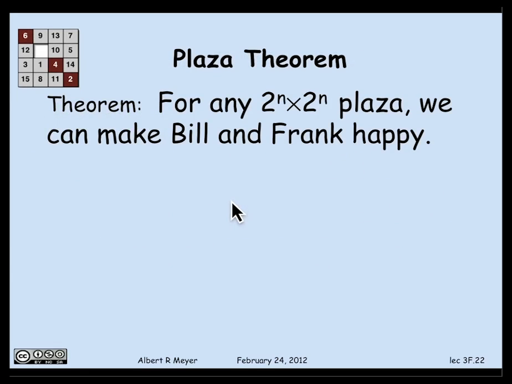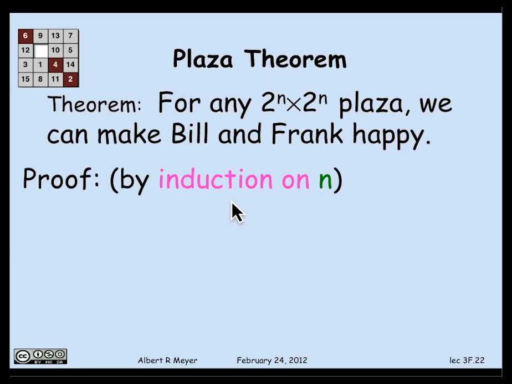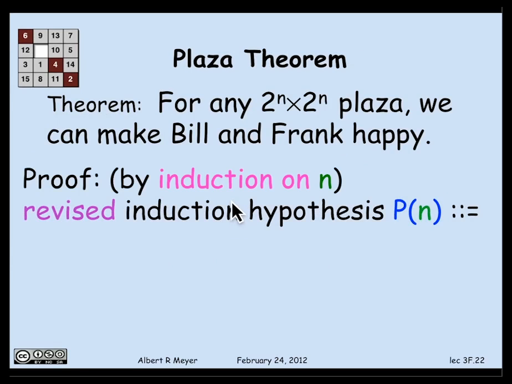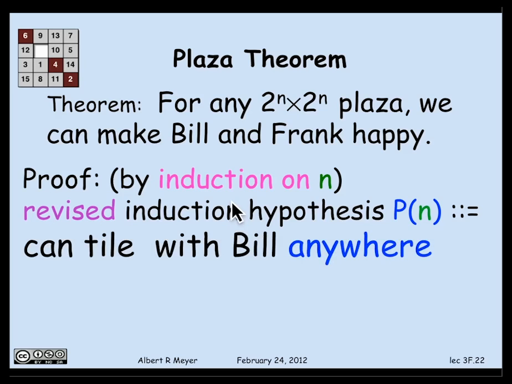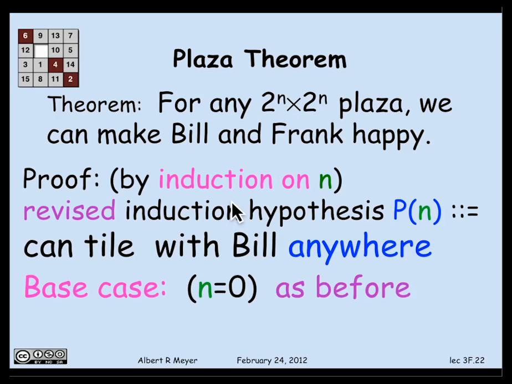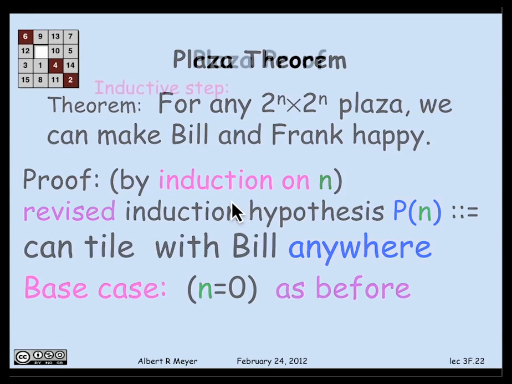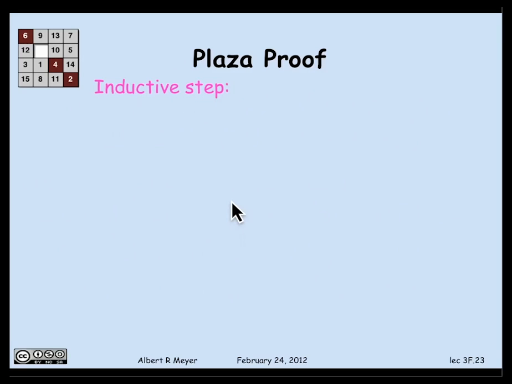The theorem is, again, for any 2^n by 2^n plaza, we can make Bill and Frank happy, proved by induction on n, but with the revised induction hypothesis, which I'm again calling P(n): I can tile the square with Bill anywhere. So the base case, n equals 0, is the same as before. It's just 1 by 1. So I put Bill in the only tile that there is, which is both the middle and the corner and everything else. The base case doesn't change.